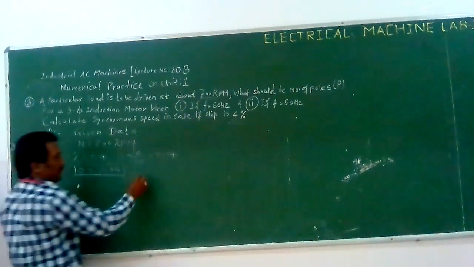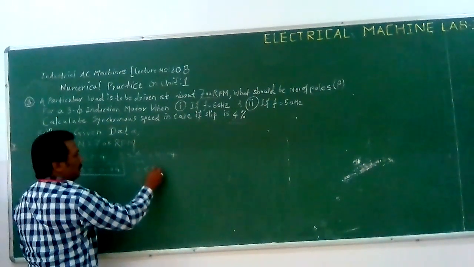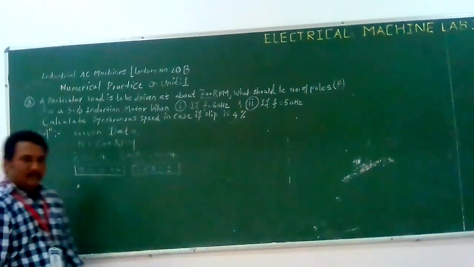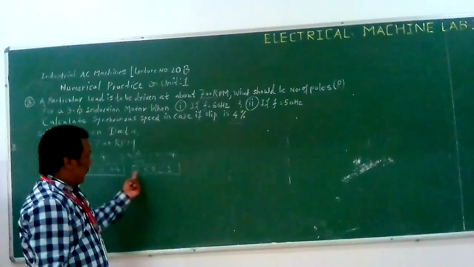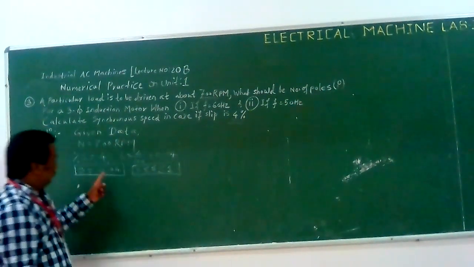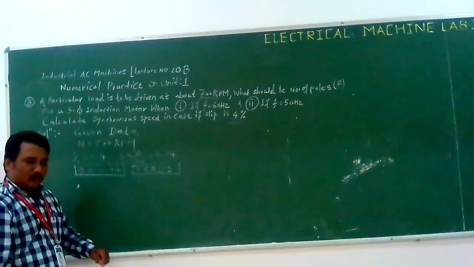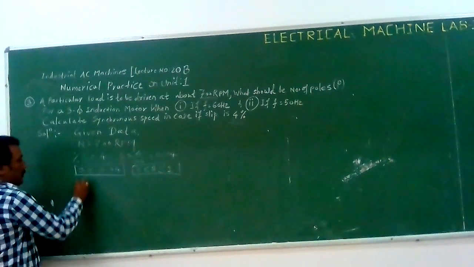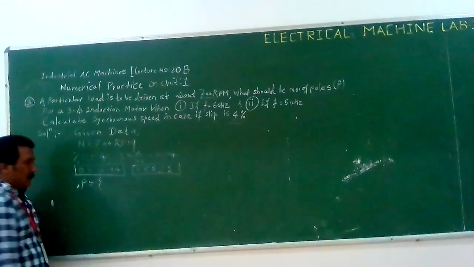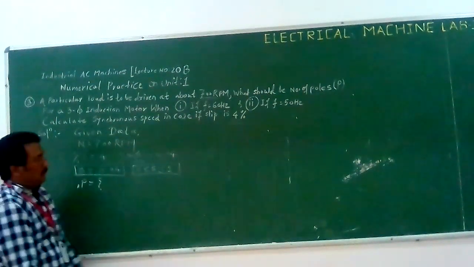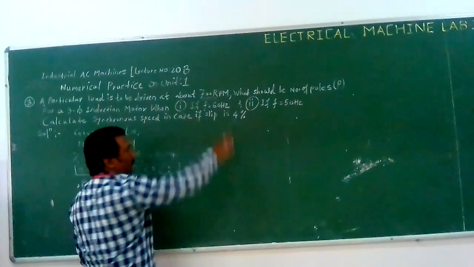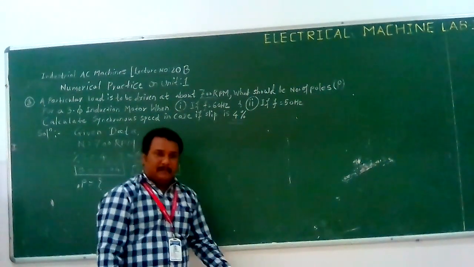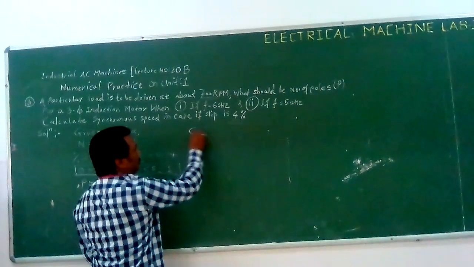We know that slip lies between 0 to 1 always. From the torque slip characteristics, it is clear that slip lies between 0 to 1, and in this case slip is 0.04. Now we are calculating the number of poles, but here two cases are given to consider. This is case 1, frequency is 60 Hz, and case 2, frequency is 50 Hz. Now consider case 1.